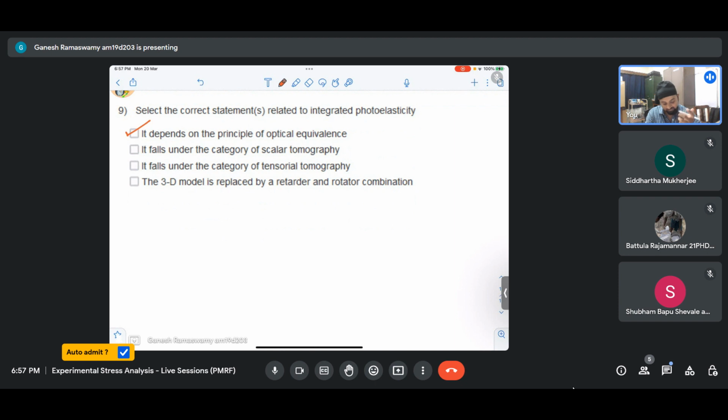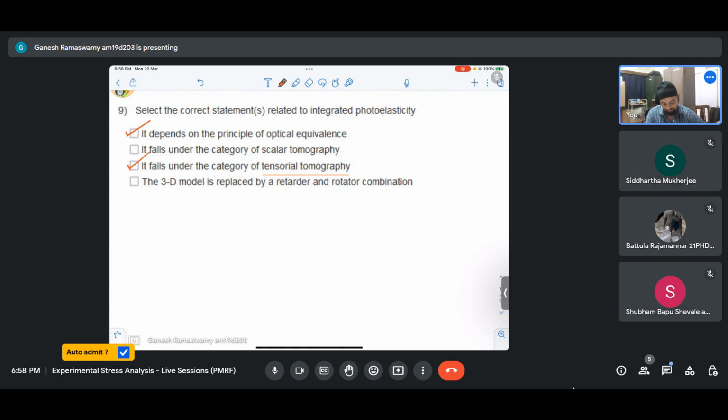So even in the lecture, it is said that it is essentially dependent on tensorial tomography. That is, at each and every point, we are determining not one but six independent components of stress. So it definitely is quite a lot more involved than scalar tomography because it is calculating six directional dependent quantities at each and every point in the model domain.